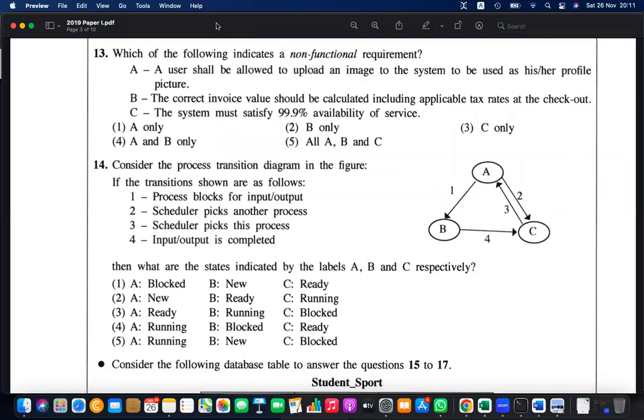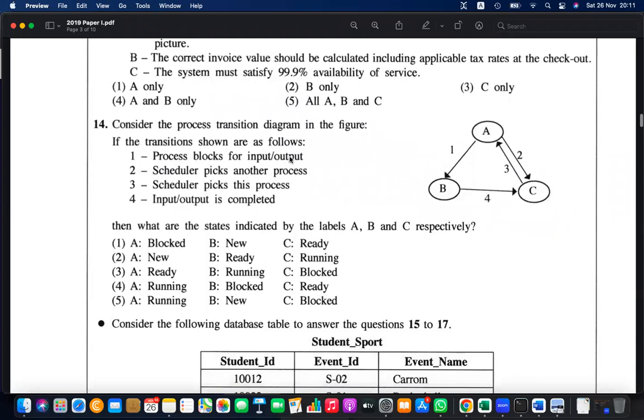So this is how easy that question is. Tricky, but you can easily find the answer. How? Because here it mentioned the process blocks from the input output, so it goes to the blocked state and B is blocked. Then A should be running: running, then blocked. So what is this? Anything else should be ready to run. So this is a ready state.